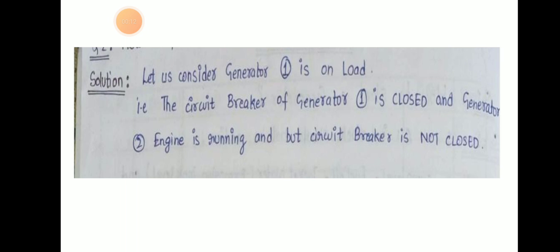Here let us consider generator 1. It is running, its circuit breaker is closed, and it is on load. But generator 2 we have just started, and it is running, but its circuit breaker is not closed. The condition is that generator 1 is on load with its circuit breaker closed, and generator 2 is running but its circuit breaker is not closed.